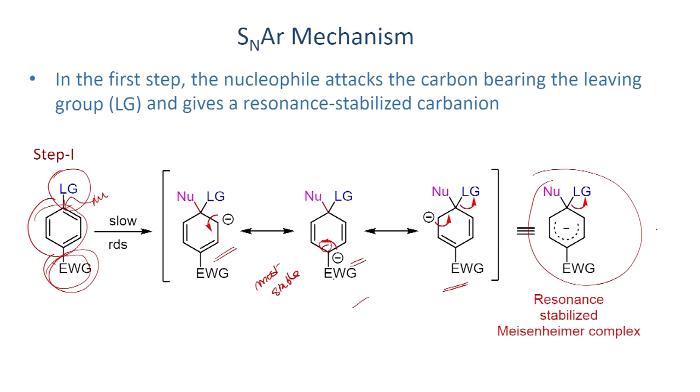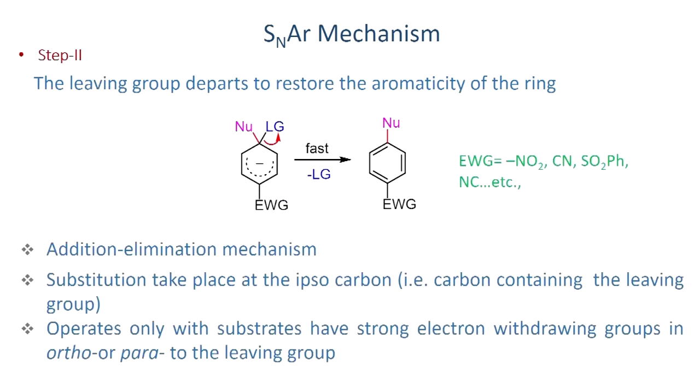If you try to remember the electrophilic substitution, where you had a positive charge carbocation, here you have a carbanion. This is known as the Meisenheimer complex. In the first step, the nucleophile attacks the carbon bearing the leaving group and gives a resonance stabilized carbanion. You have this intermediate, and this is a slow step. Once you form this one, the leaving group can depart to restore the aromaticity of the ring.